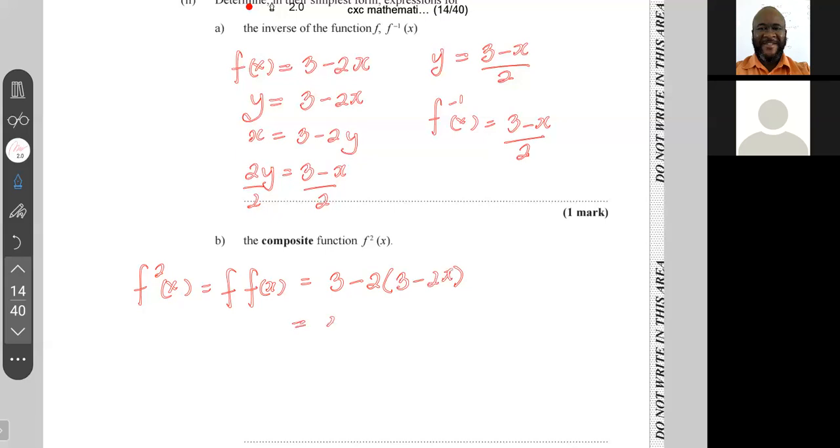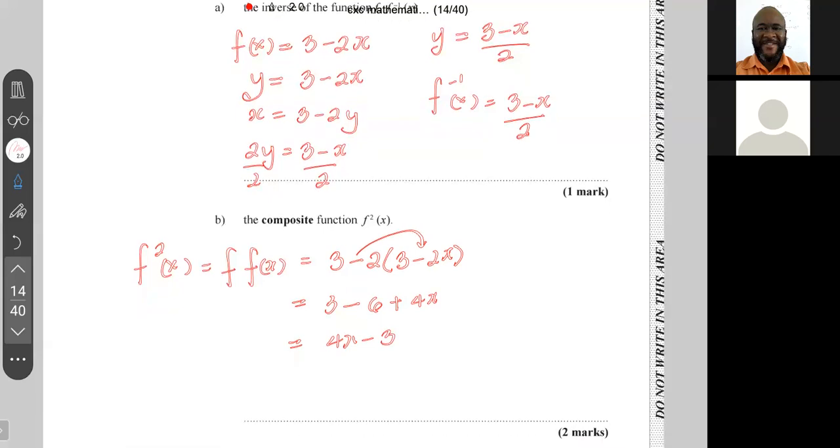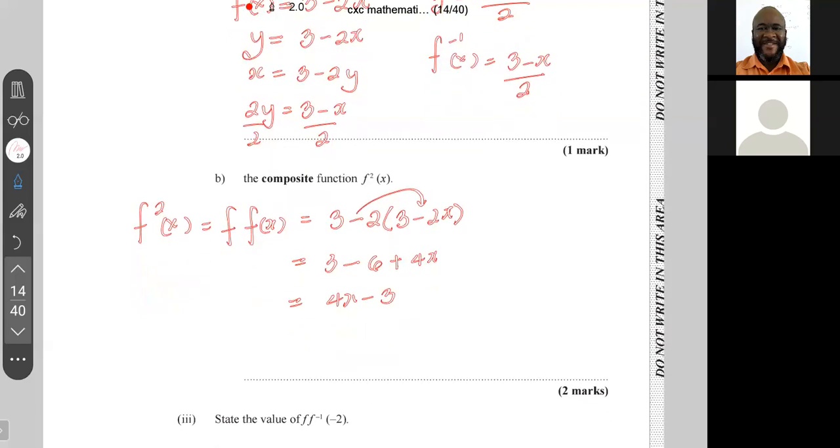This is 3. Distributive law, 2 times 3 is 6. A negative times a negative is a positive. 2 2s are 4x. My final answer here is 4x minus 3. 3 minus 6 is minus 3. And all I did was to put the positive 4x first. So f squared of x is equal to 4x minus 3.